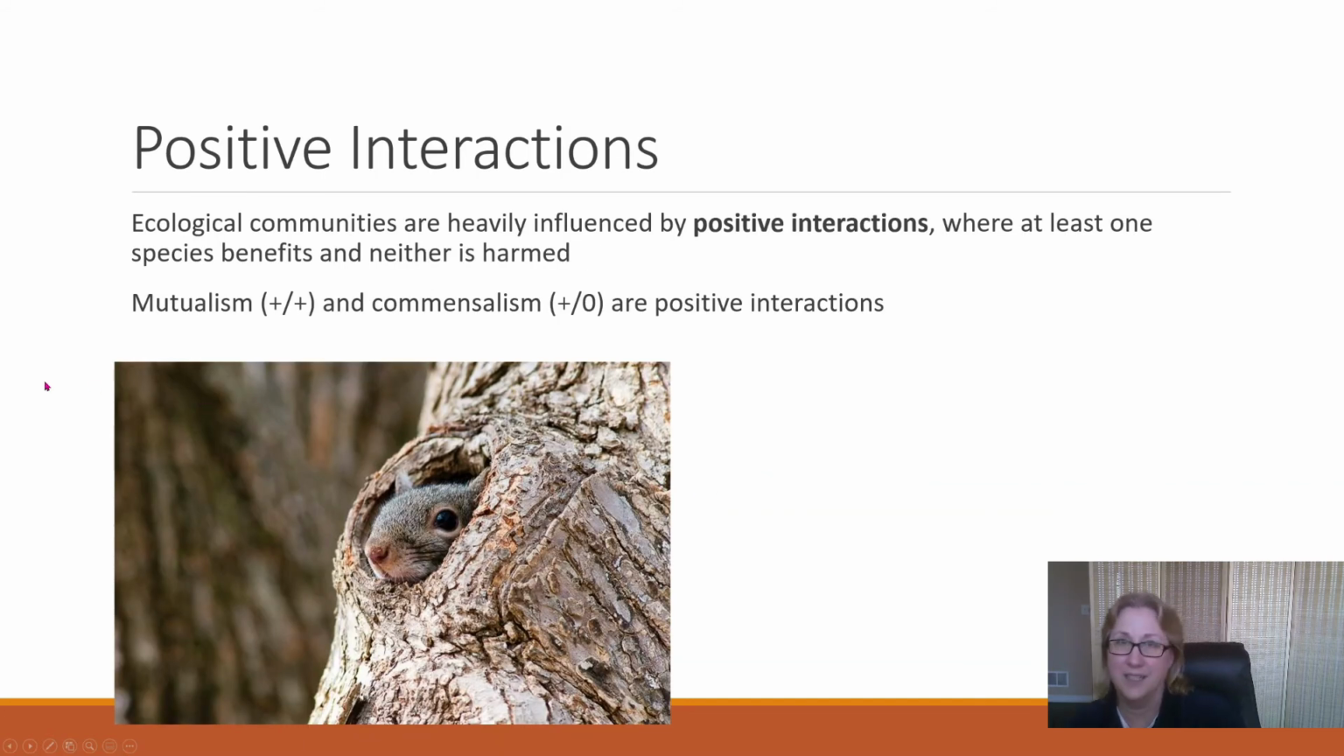There are a lot of positive interactions as well. Mutualism is where both organisms benefit, and commensalism is where one benefits and the other one is neutral. The zero means neutral, like squirrels living in trees. Squirrels are commensal organisms on trees. The tree is not generally harmed or benefited by the squirrels, but the squirrels benefit immensely from the tree.